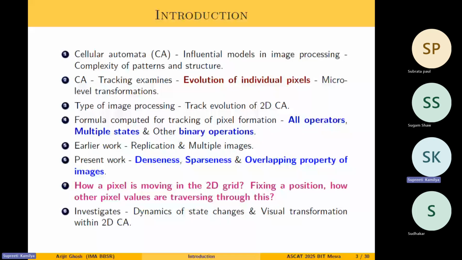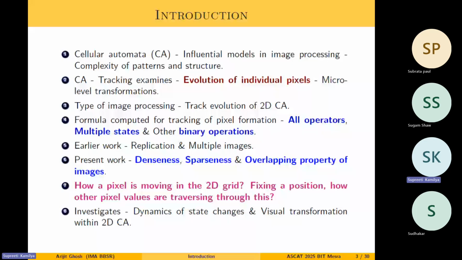The introduction to my paper: cellular automata are influential models in image processing, capturing the complexity of patterns and structure in digital imagery. In CA, tracking examines the evolution of individual pixels, which focuses on micro-level transformations. Our work is a type of image processing, and not only generating multiple copies of images of pixels, but rather tracking the evolution of 2D CA.